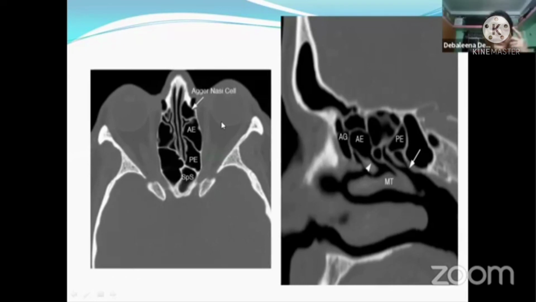Now, what is an isolated Agger nasi cell? On one side, if we have a single Agger nasi cell, sometimes it has been seen in a few patients who complained of pain behind the eye and there is tenderness on the medial palpebral ligament. So endoscopically and on CT scan, we see an isolated Agger nasi cell.